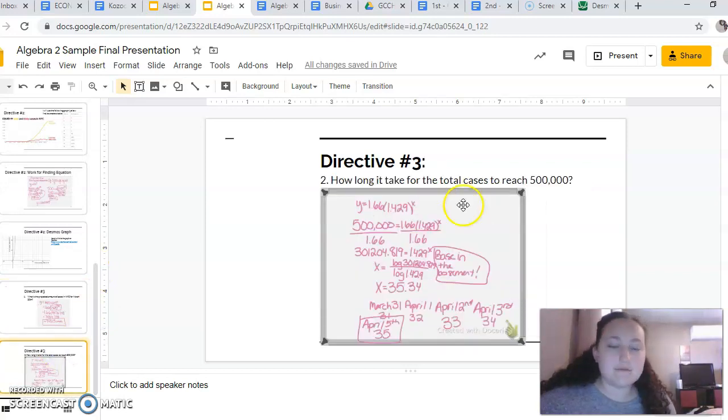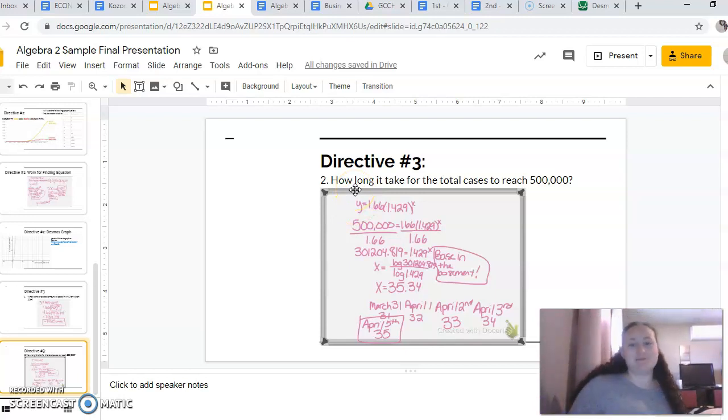Then I do it again for number 2, except now we want a different type of problem where we're solving for x and we have to use logs, especially if you're working with exponentials. How long will it take for the total cases to reach 500,000? So now I'm plugging in y and solving for x. There's my work based in the basement. Again, reach out if you need some additional assistance.